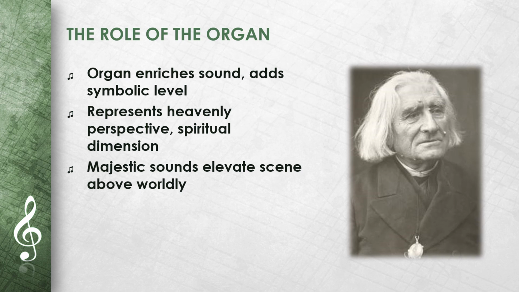Unique to Hunnenschlacht is the use of the organ, which not only adds to the sonority but also adds a symbolic level. The organ often represents the heavenly perspective or the spiritual dimension of the battle. Its majestic sounds elevate the scene above the purely worldly and connect the narrative to a higher, transcendent level.